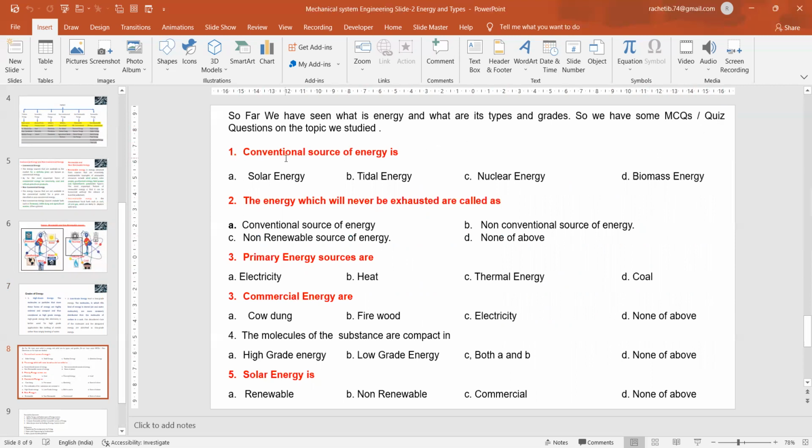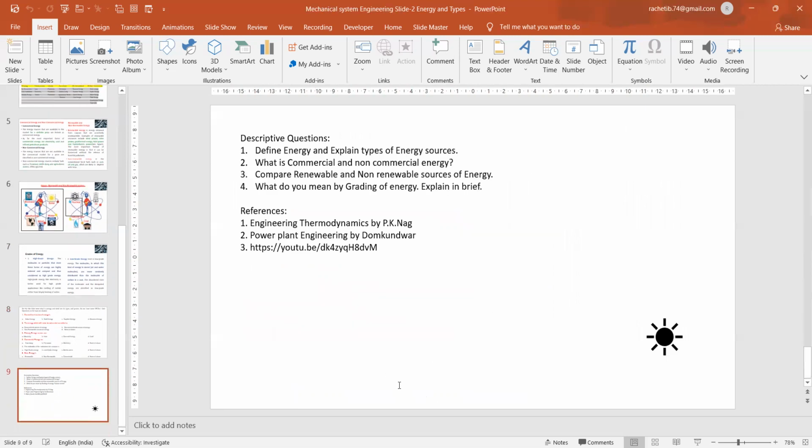So the first one: a conventional source of energy is. Now I'm not going to give the answer. You just go through these slides and write the answer. The energy which will never be exhausted is called. Primary energy sources are. Commercial energy are. Then the molecules of the substance are compact in: high grade, low grade, both, none of the above. Solar energy is: renewable, non-renewable, commercial, none. So descriptive questions will be asked on this.